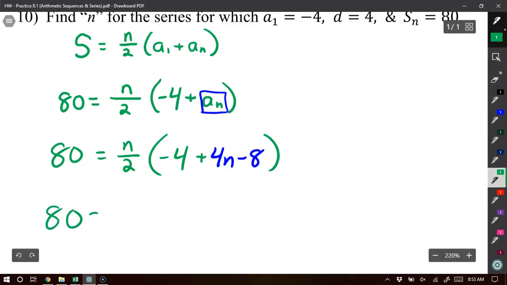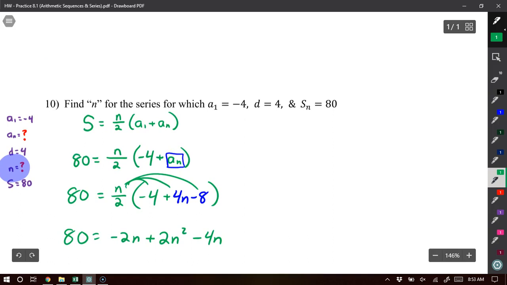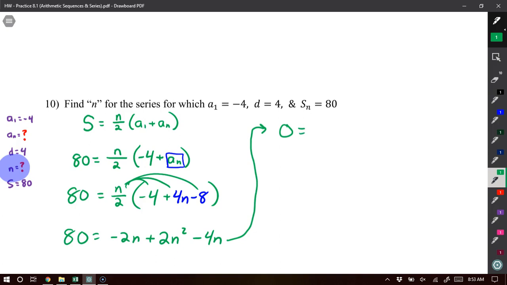So 80 equals, if I distribute n over 2 times -4, -2n. I have n times 4n divided by 2, so that's plus 2n squared, minus 8n divided by 2, so minus 4n. I see it's a quadratic. So since it's a quadratic, I want to set it equal to 0. So I'm going to subtract that 80 over. I'm going to put it in standard form, so the 2n squared goes first, and I get negative 6n when I combine my like terms.